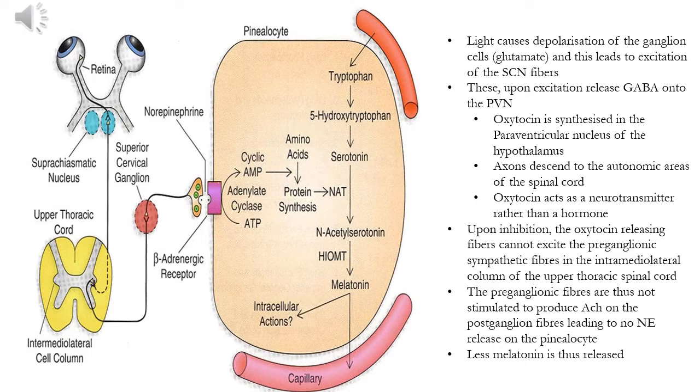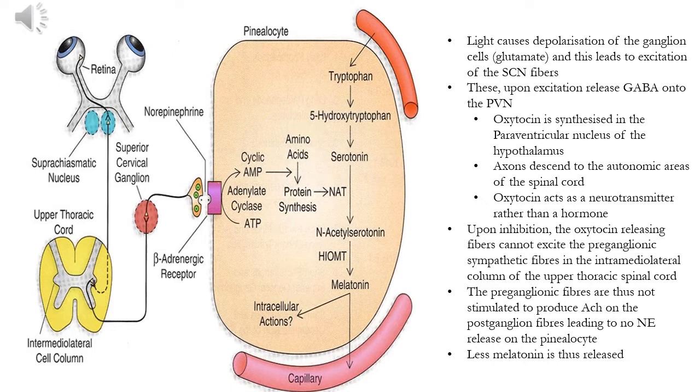Now, the paraventricular nucleus, which is not shown here, works by sending descending fibers to the spinal cord. Now, these descending fibers are excitatory. They release oxytocin. So before I go to what they actually do, these are the ones that are sort of inhibited. So they won't release as much oxytocin as they would naturally do.